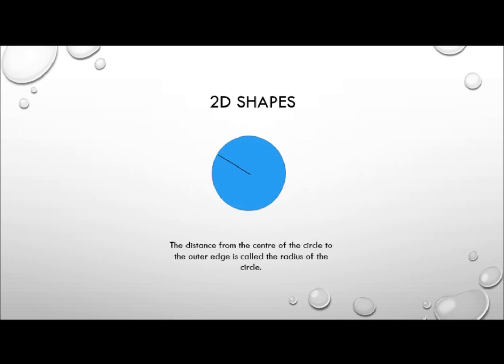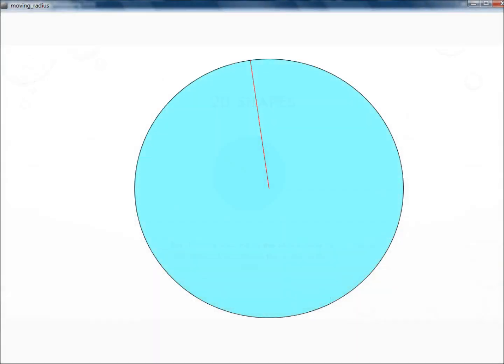Okay, getting back to our circles, the distance from the centre of a circle to the outer edge, or the circumference, is called the radius of the circle. Any line going from the centre of the circle to the outer edge is called the radius. And every radius of the same circle is exactly the same length.